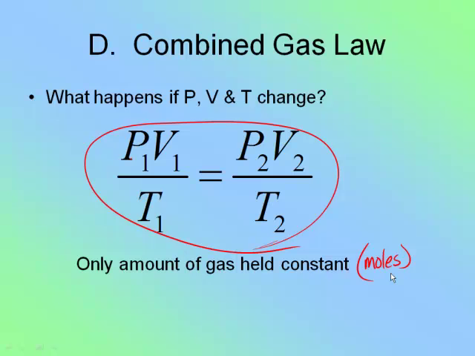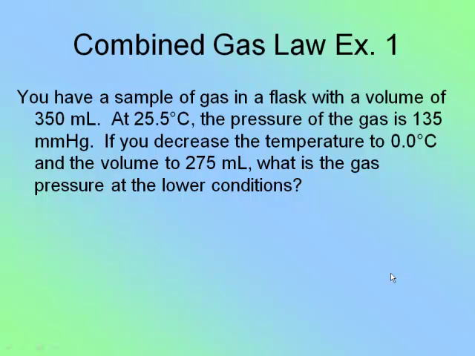Again, temperature is in kelvins. Don't forget that. That's the only one that really is important that you keep the units. Temperature must be in kelvins. I cannot say that enough. So let's do some examples. It's the easiest way to understand the combined gas law.